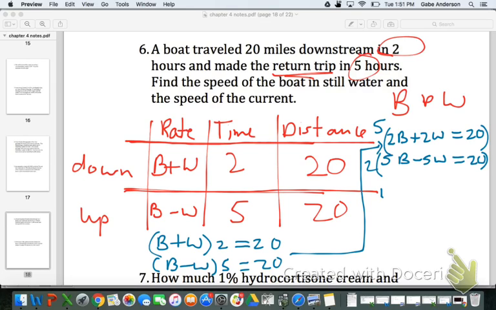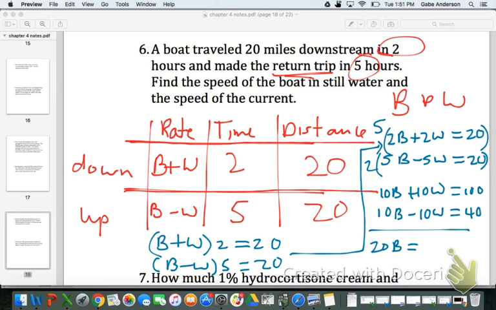So that would give me 10b plus 10w equals 100. And that would also give me 10b minus 10w equals 40. That make sense? Okay. So once you have that established, now you can just add to eliminate. So it would be 20b is equal to 140.